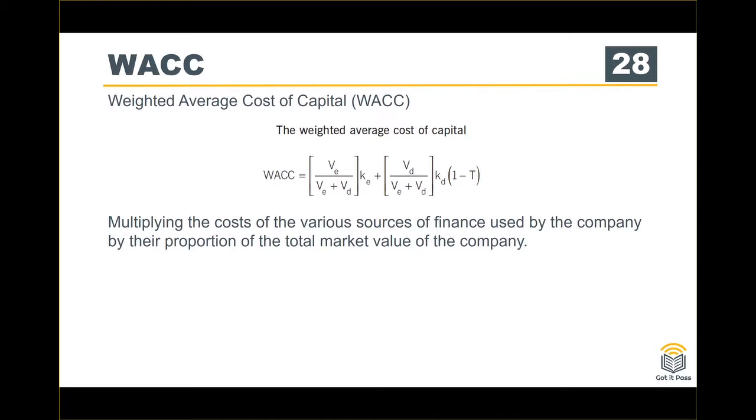So some keywords I would like to highlight here is the various sources of finance. So you can see we use KE, which is cost of equity, and KD is cost of debt.